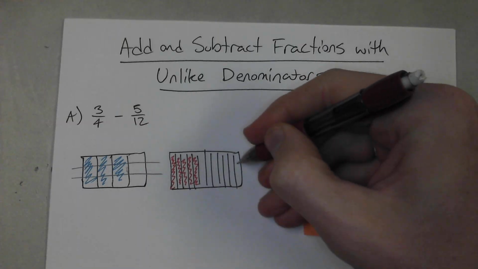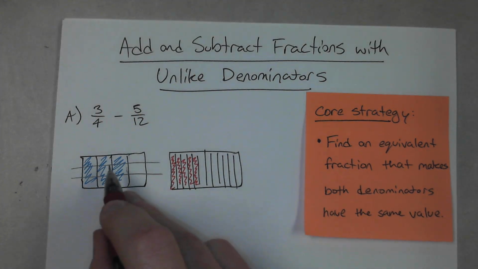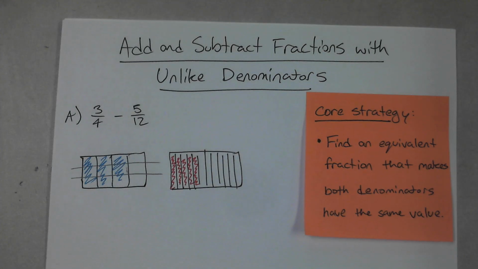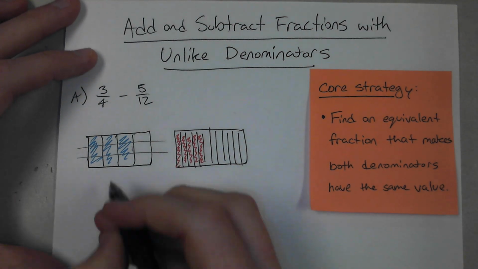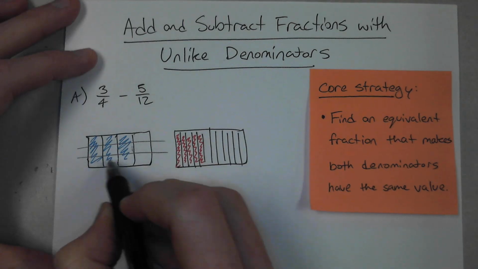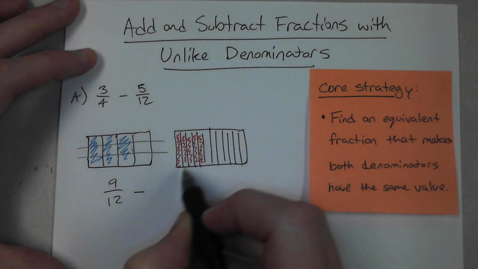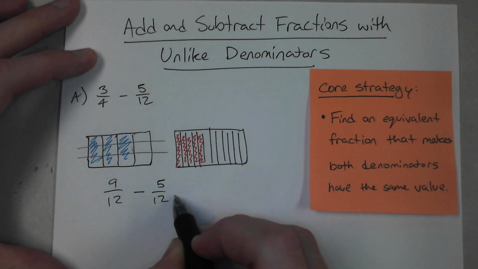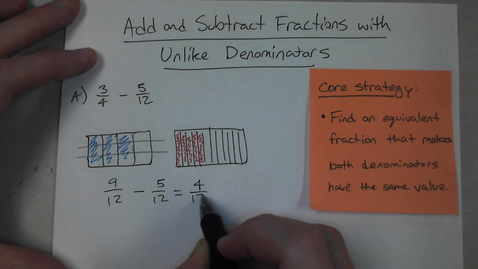Now, one of these is still worth 1/12. One of these is worth 1 out of 12. That means we now have two equivalent shapes. So what is the new equivalent fraction? Well, we have 9 pieces shaded in out of 12 total, so that's 9/12 minus still 5/12. That gives us a subtraction of 9/12 minus 5/12 for 4/12.